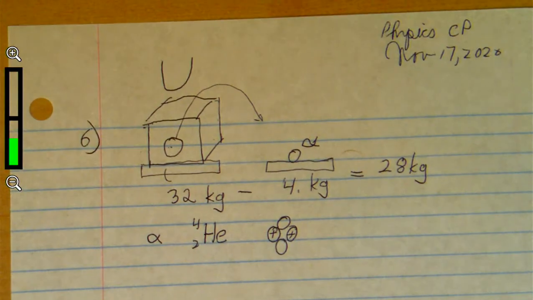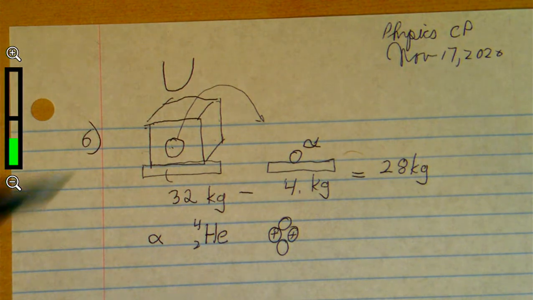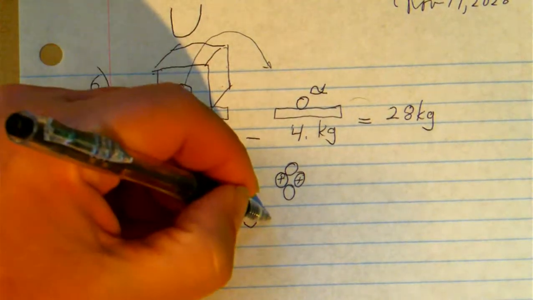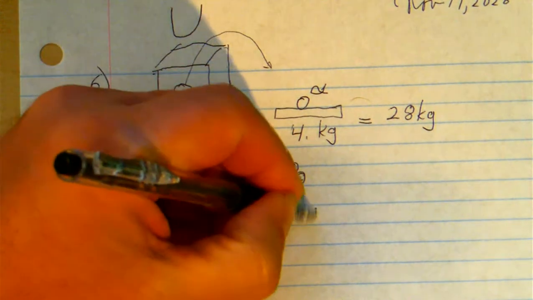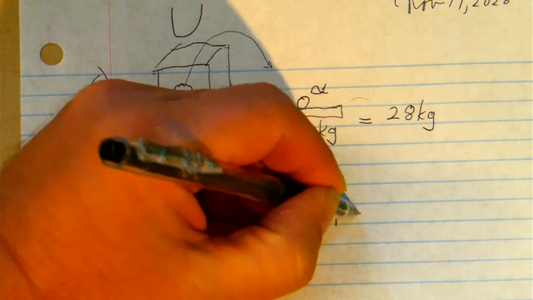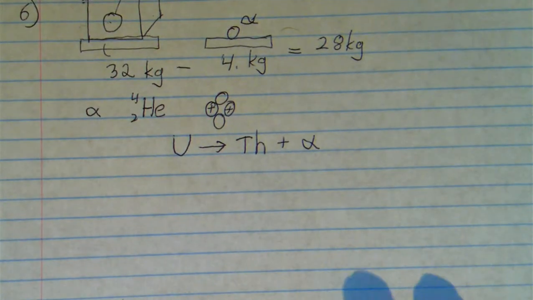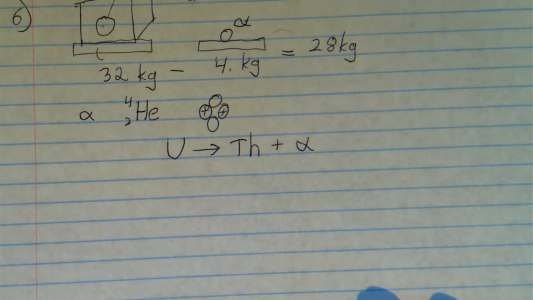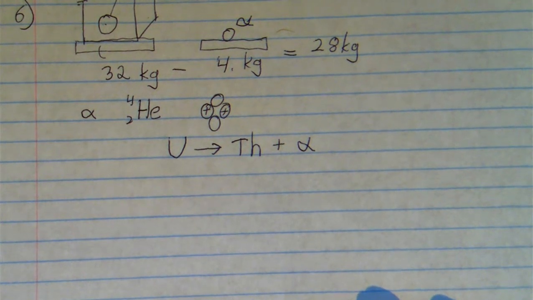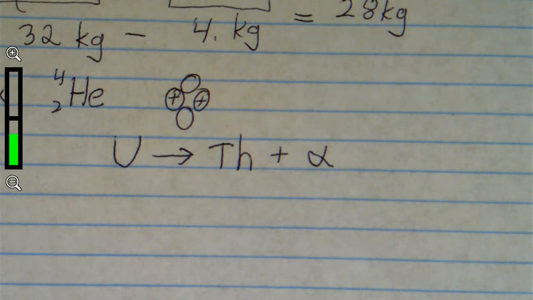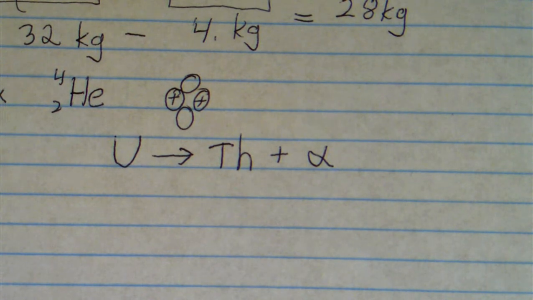If we go back to my analogy here, the thorium is the empty box. So uranium disintegrates into thorium plus an alpha particle being emitted. This is not a chemical reaction. This is a nuclear decay.